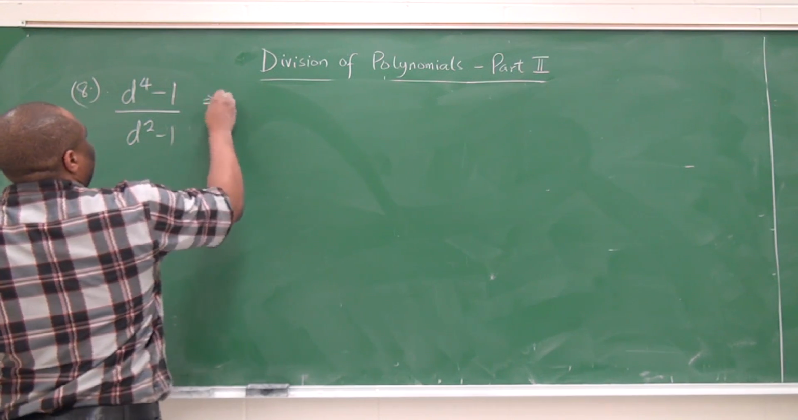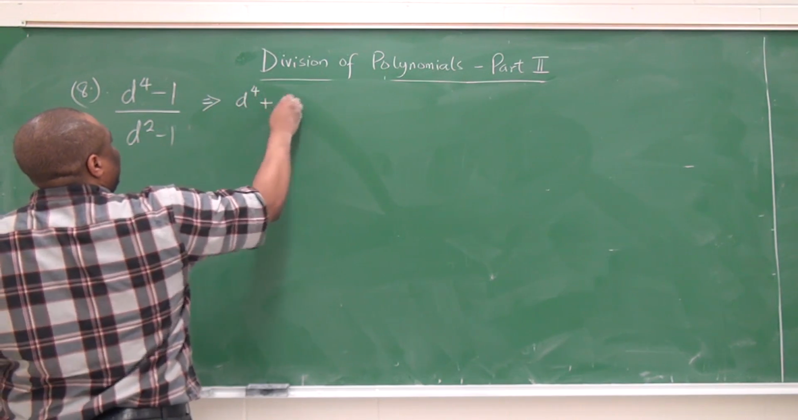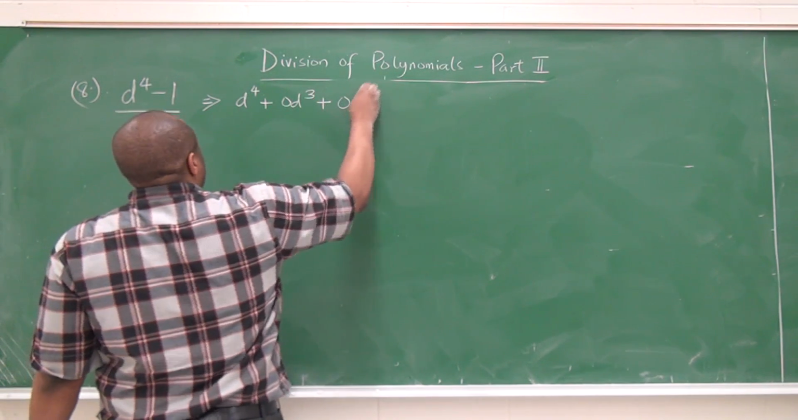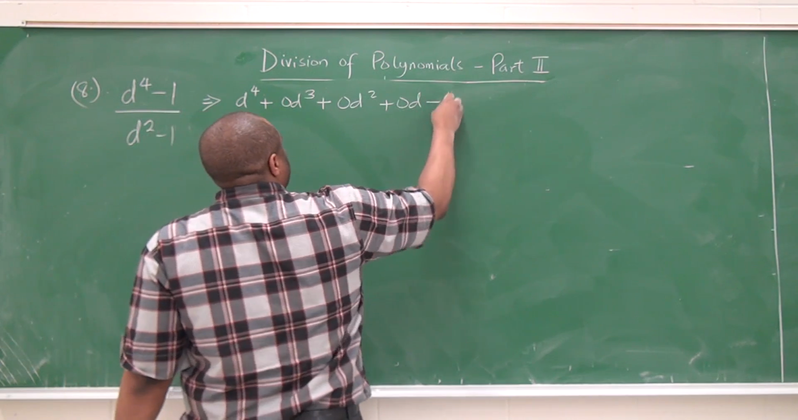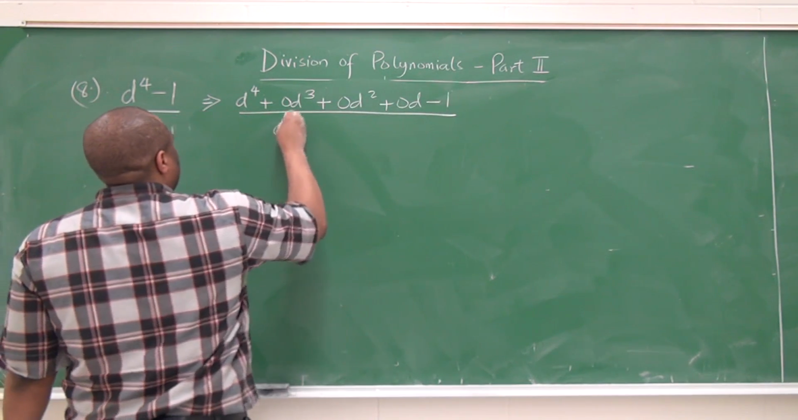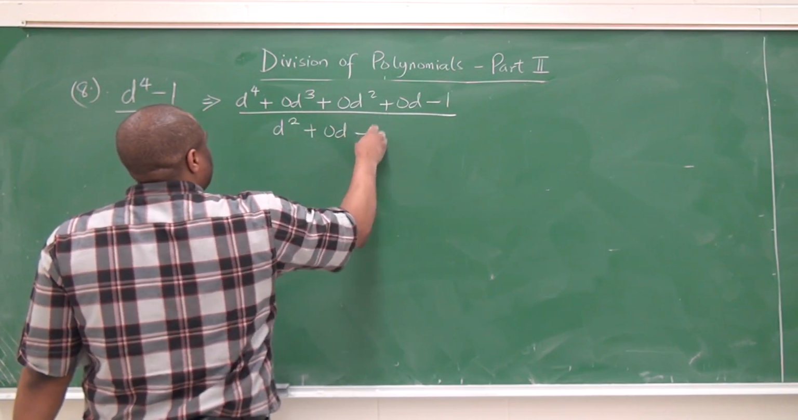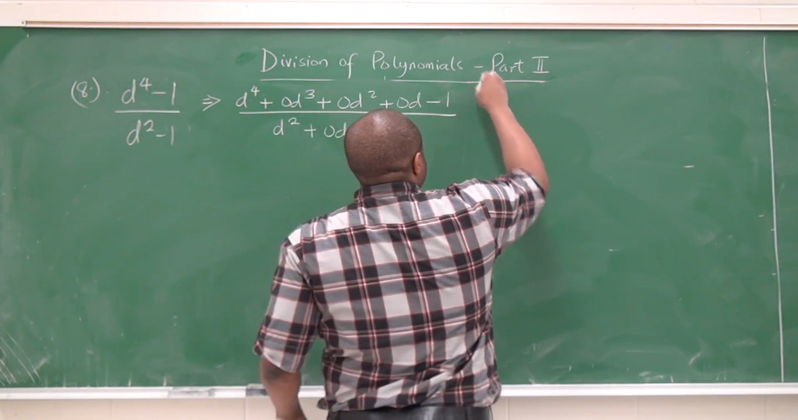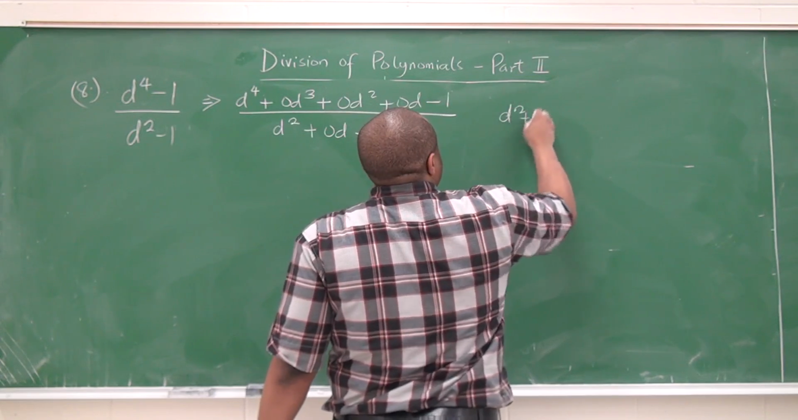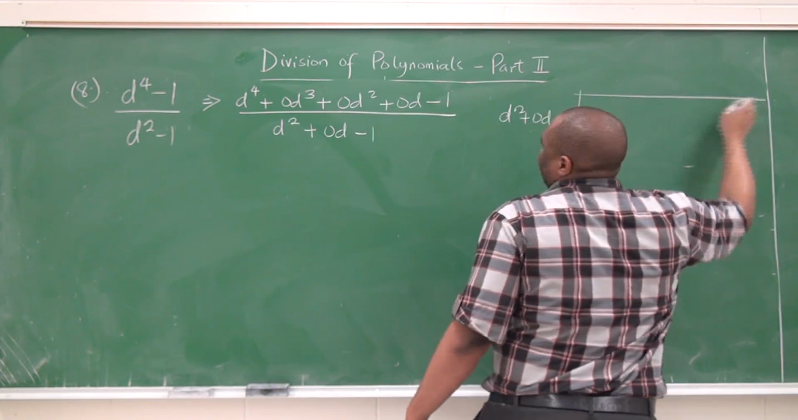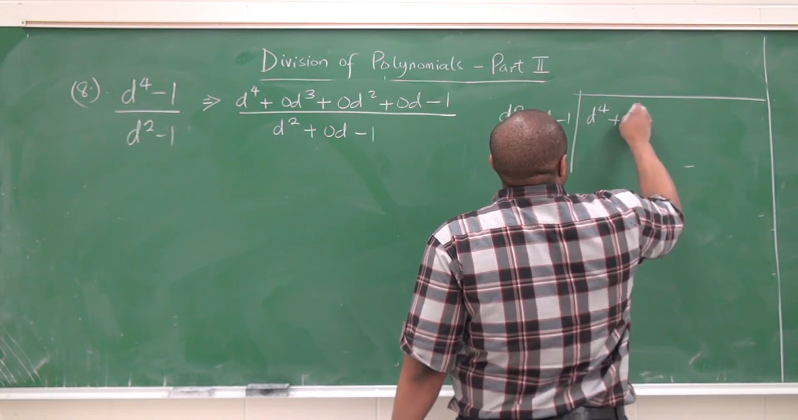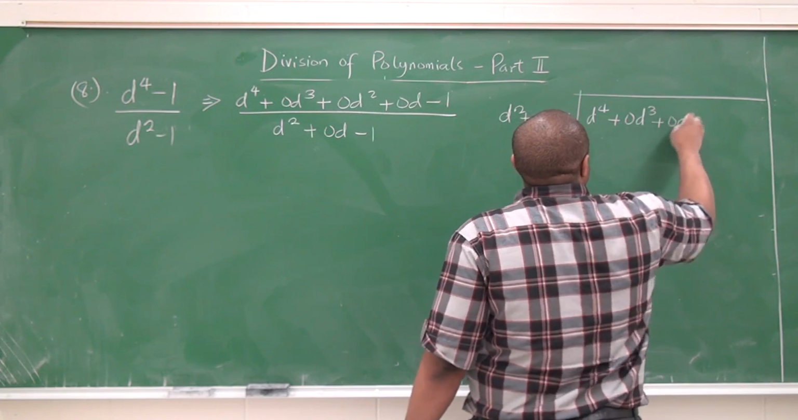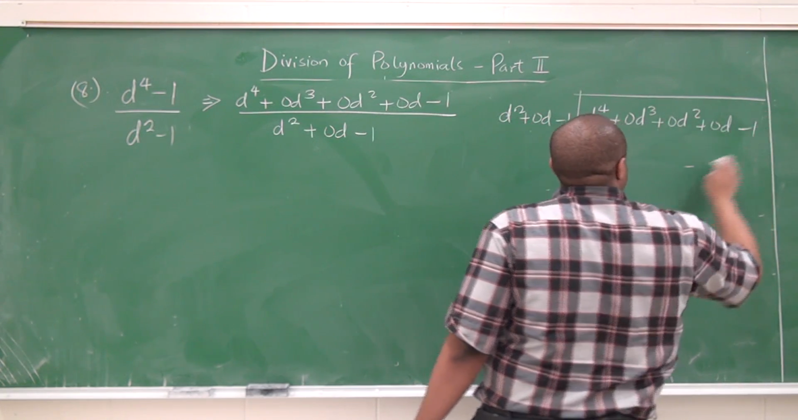So this will now be, we rearrange it, this implies D to the 4 plus 0D cubed plus 0D squared plus 0D minus 1, all over D squared plus 0D minus 1. Good. We now have a trinomial. 1, 2, 3, 4, 5. A pentanomial divided by a trinomial. So let's go ahead and do it. This is now D squared plus 0D minus 1 dividing D raised to power 4 plus 0D cubed plus 0D squared plus 0D minus 1.